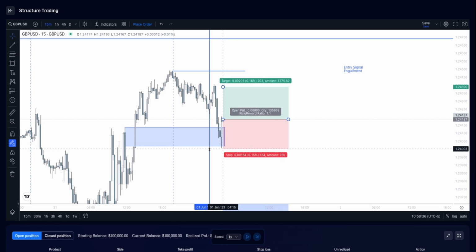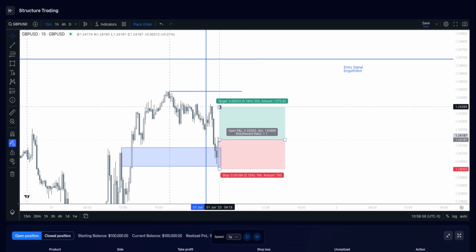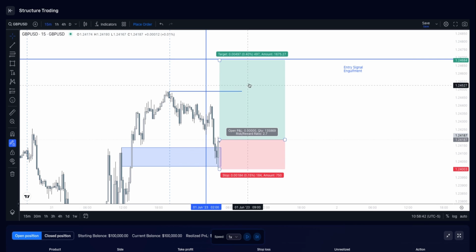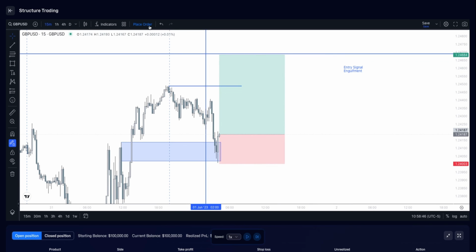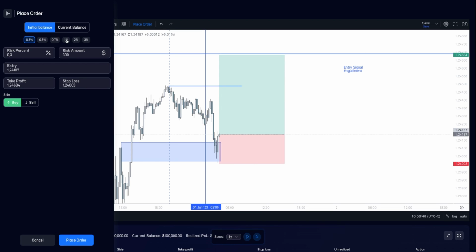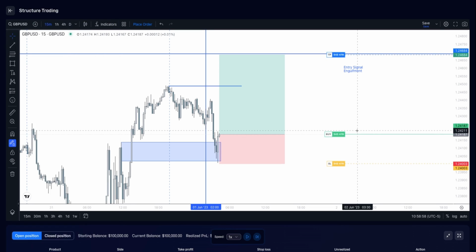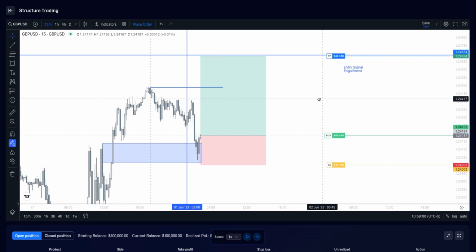So stop loss below. First take profit would be this area, but we're just going to aim for that high, which gives us our 2.7 risk to reward. Now, this is how it works. We go to place order. We select our risk. We're going to do 1% risk. It already has your entry, take profit, stop loss based on what your tool says. We just place order. And then these lines pop up.